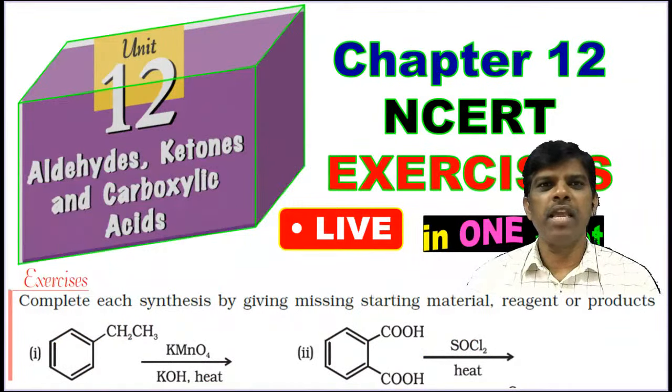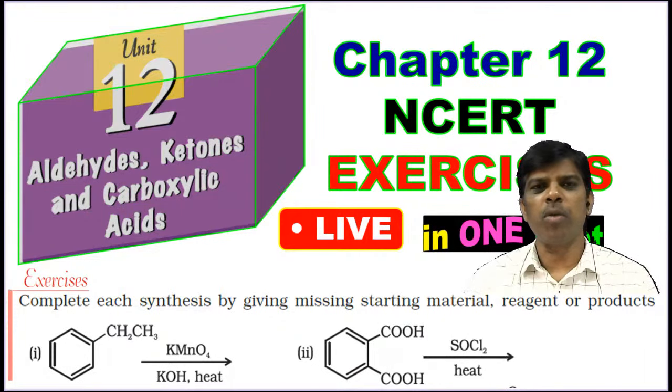Dear students, we have been learning organic chemistry chapters. Till now, we have completed hydrocarbons, alkanes, alkenes, alkynes and aromatic compounds, their preparation and chemical and physical properties, followed by haloalkanes and haloarenes, then alcohols, phenols and ethers. Recently, we have completed preparation and chemical properties of aldehydes, ketones and carboxylic acids.